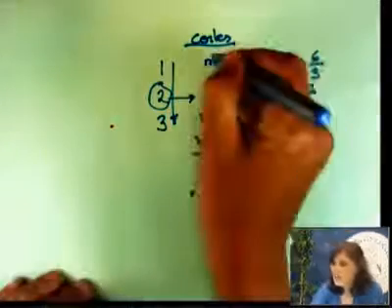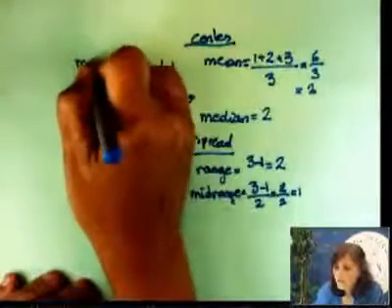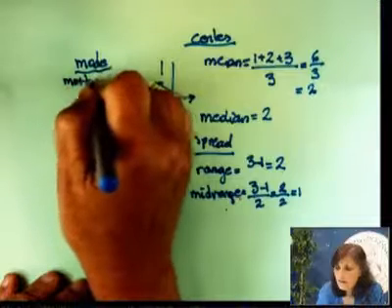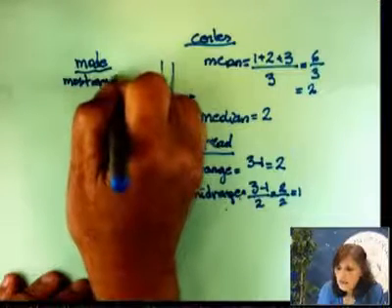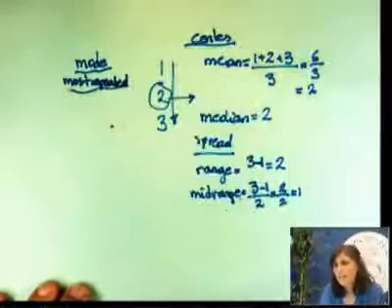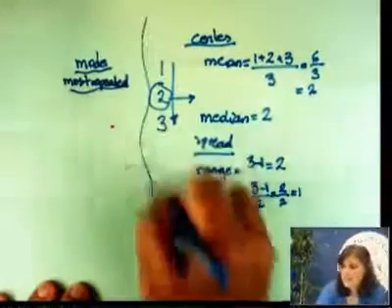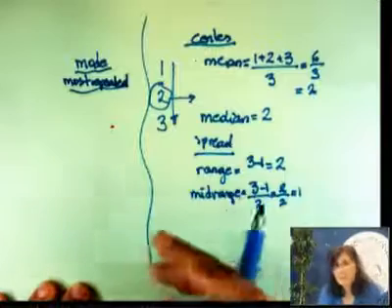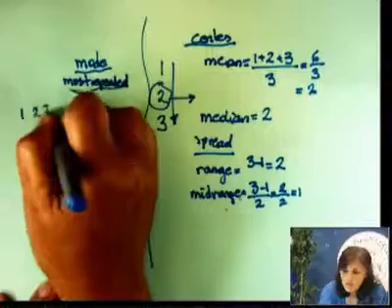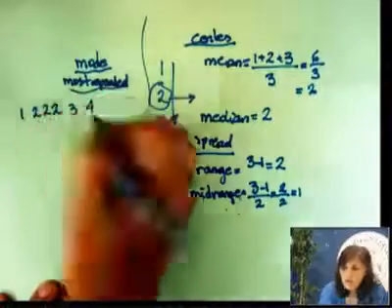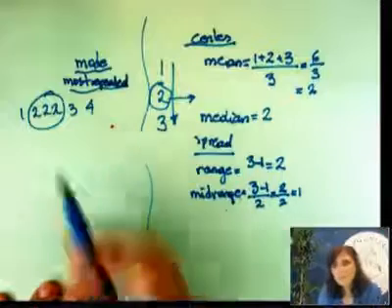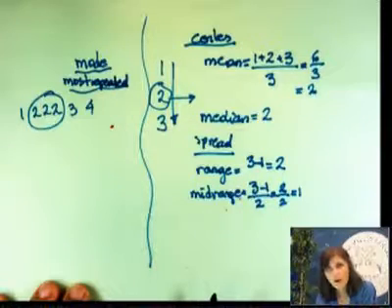You may also hear the word mode. That's the most repeated data. In this case, you don't have a mode because each value is only repeated once. But you may have a data set that has some data that's the most repeated, the most popular. Let's say I have one like that: 1, 2, 2, 2, 3, 4. Obviously, 2 is the mode of the data because it's repeated the most number of times.